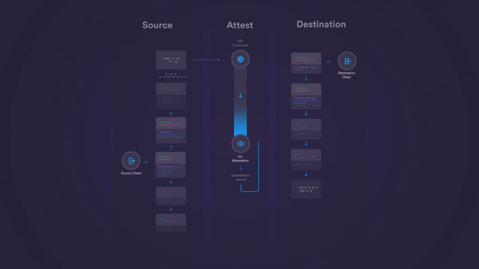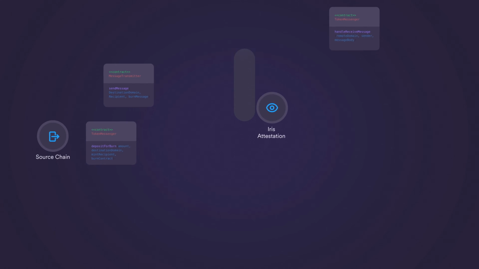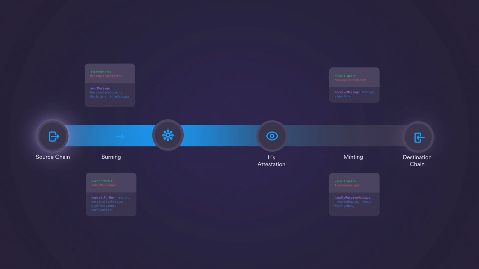In the CCTP protocol, two key smart contracts play pivotal roles on the source and destination chain for routing and passing messages. On the left side, we have the source chain token messenger and message transmitter contract, representing the blockchain where the USDC tokens currently reside. On the right side, we have the destination chain token messenger and message transmitter contract, symbolizing the blockchain where the USDC tokens will be minted.